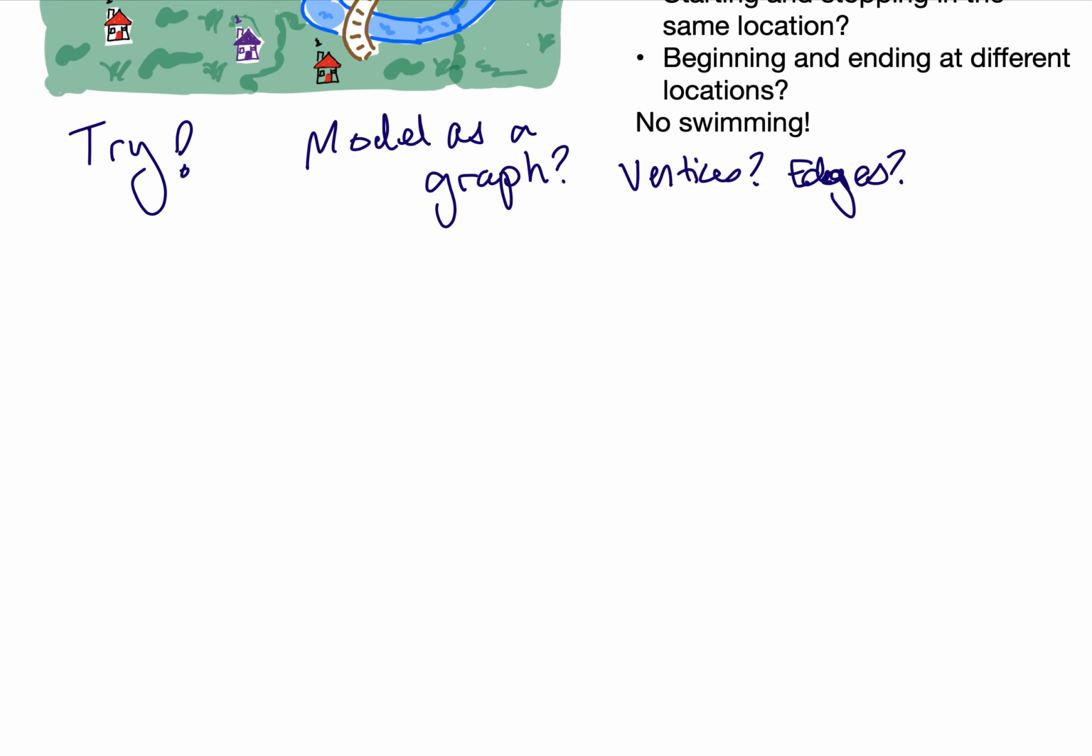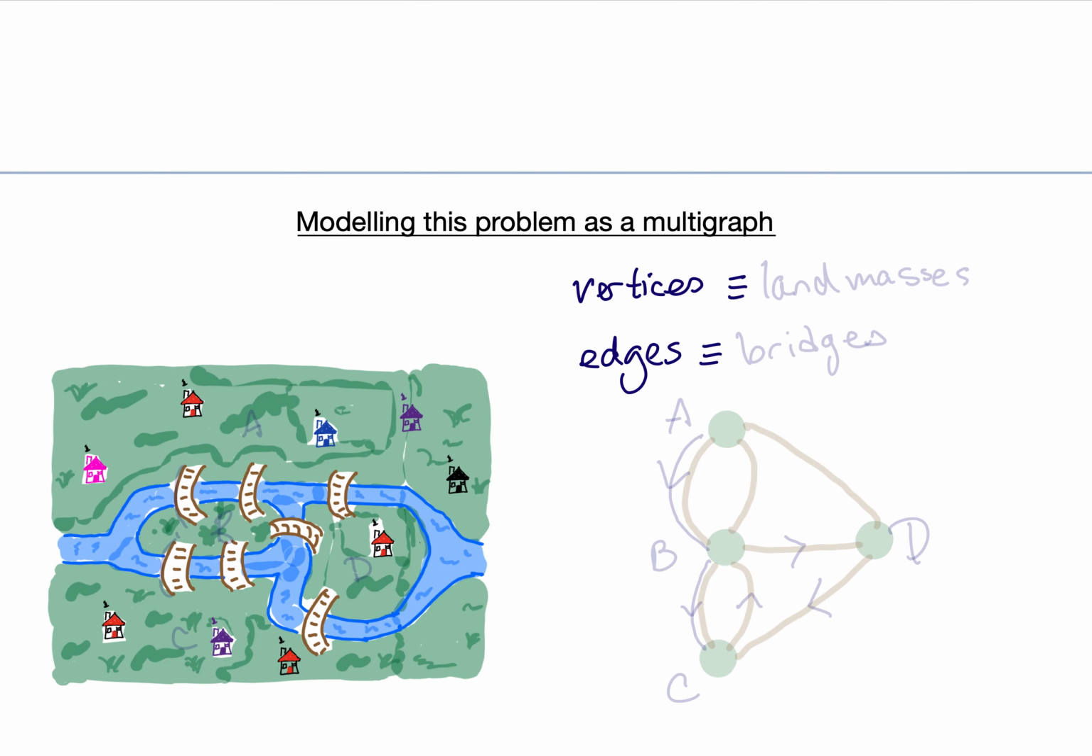Okay, so let's think about modeling this problem as a graph, or actually as a multigraph. So we know a graph represents connections between objects. We see that the bridges are connecting pieces of land. So we could let the vertices be land masses, and we could let the edges be bridges. And in that case, our graph or our multigraph might look like this.